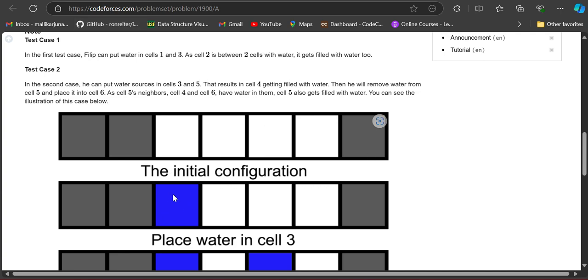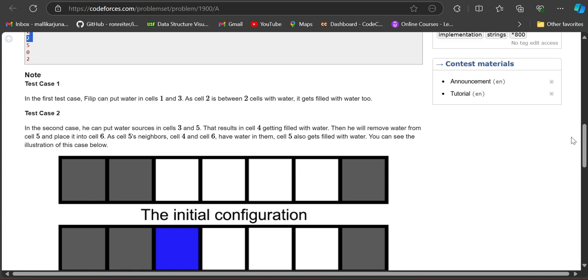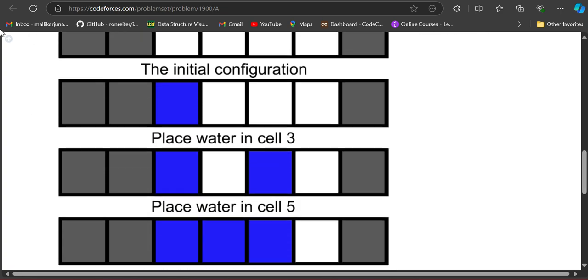So first we place water in cell number 3. Then we place water in cell 5. Automatically, the fourth cell is filled, because 4 minus 1, which is 3, is filled, and 4 plus 1, which is 5, is also filled. So this cell 4 is automatically filled. We perform two action 1 operations here. As a result, we have 3 filled cells.